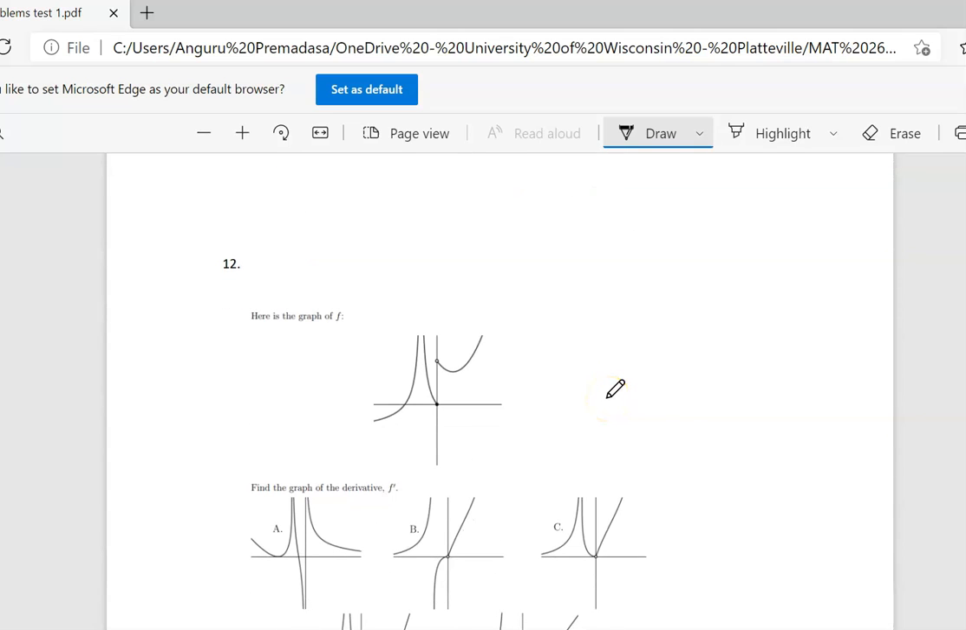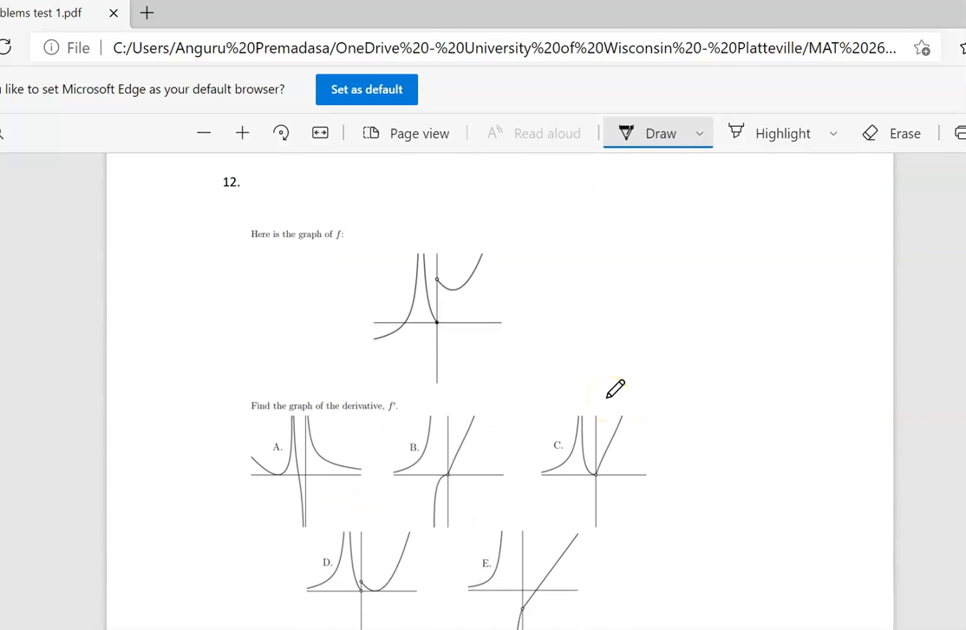Okay. So this is a graph of f, and you want to find the graph of f prime. How do you do a problem like that? First of all, you look at the graph of f and find out where the derivative is 0. You can see that the derivative is 0 here, at x equals maybe 2 or something. Because of the horizontal tangent, the derivative is 0. That means the derivative graph has to cut the x-axis at this point. So look for a graph which cuts the x-axis at that point.